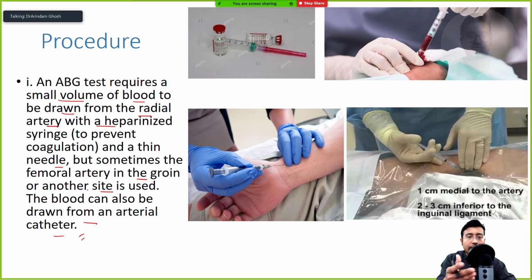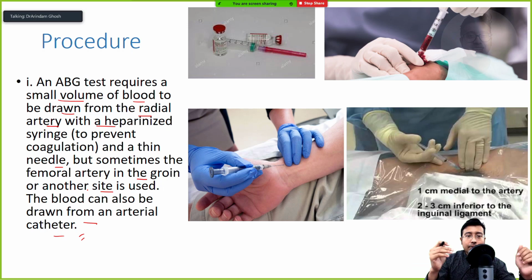There are many things, a lot of information over here, right? First is, arterial blood and venous blood differ a lot in color. Arterial blood is bright red in color, and venous blood is dark red in color.